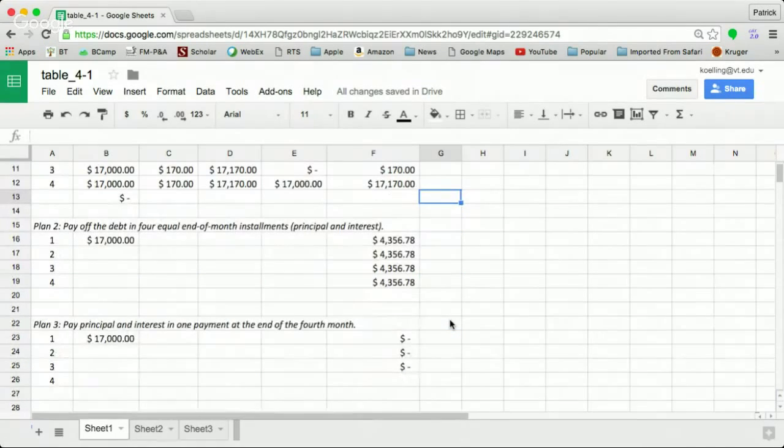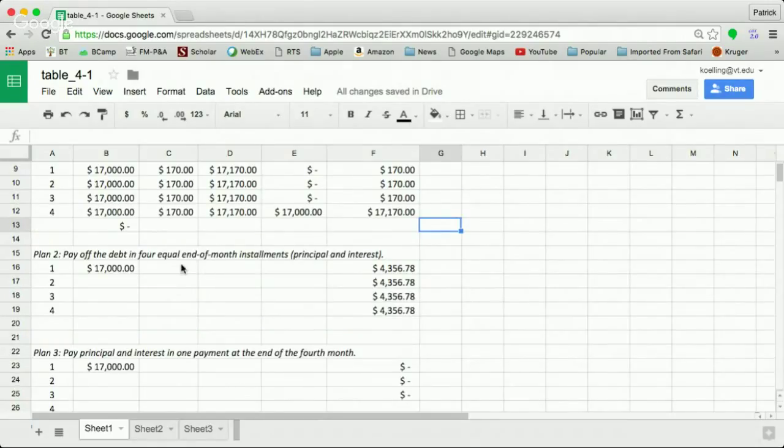Pay off the debt in 4 equal end-of-month installments, principal and interest. Well, that's very good. This is like a typical loan that you would have if you borrow money. More often than not, you pay this off in equal payments, equal installments. The headings for these columns are the same. There's what we owe initially.